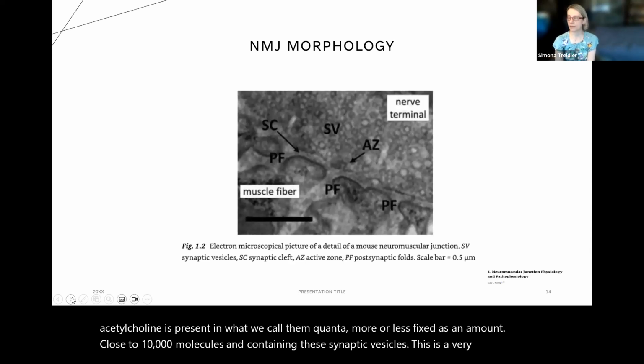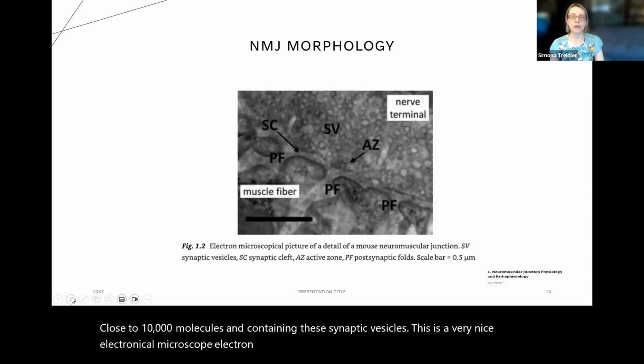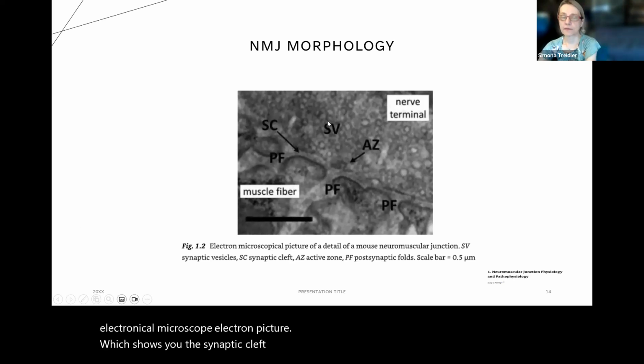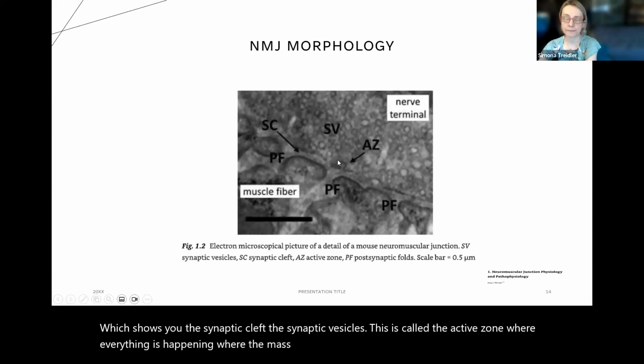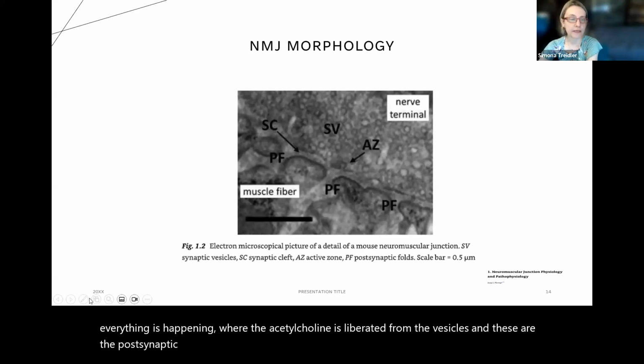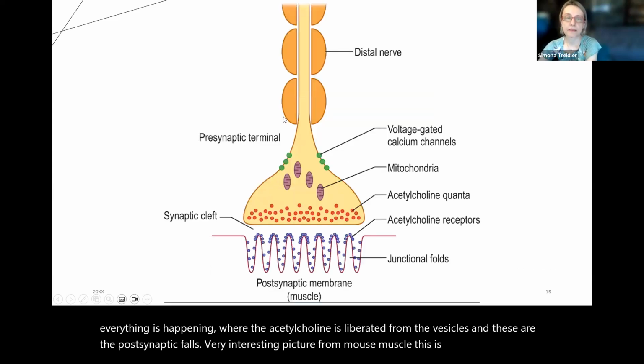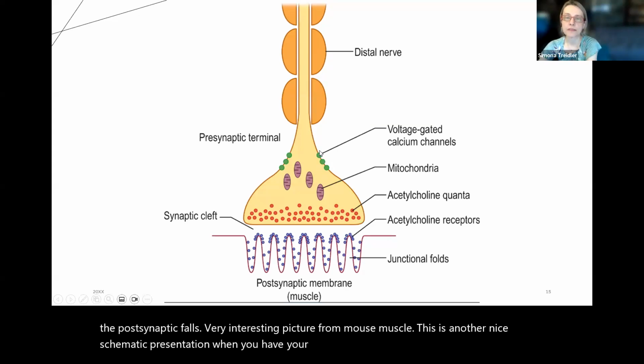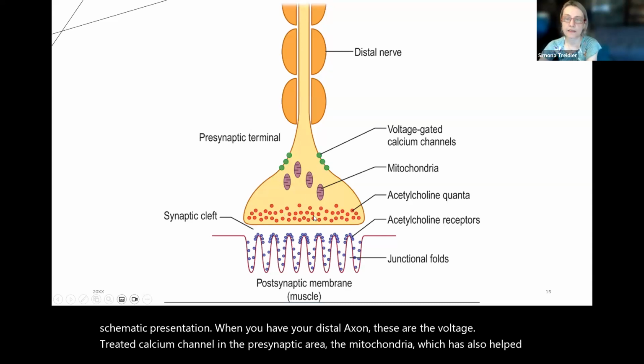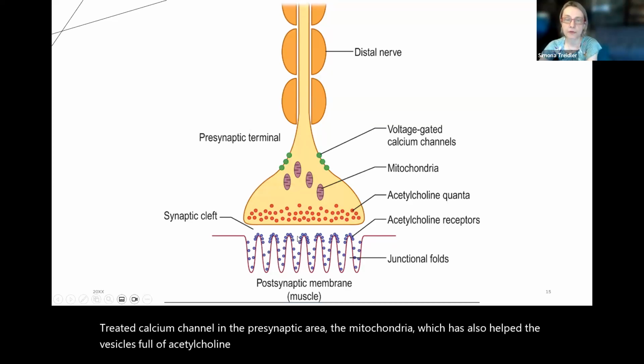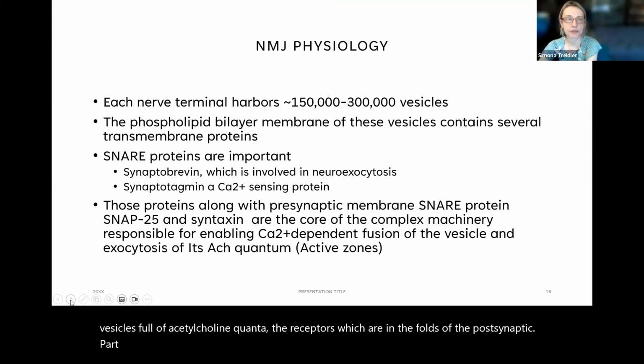This is a very nice electron microscope picture, which shows you the synaptic cleft, the synaptic vesicles. This is called the active zone, where everything is happening, where the acetylcholine is liberated from the vesicles, and these are the postsynaptic folds. A very interesting picture from mouse muscle. This is another nice schematic presentation where you have your distal axon. These are the voltage-gated calcium channels in the presynaptic area, the mitochondria, which are also helping, the vesicles full of acetylcholine quanta, and the receptors, which are in the folds of the postsynaptic part of the neuromuscular junction.